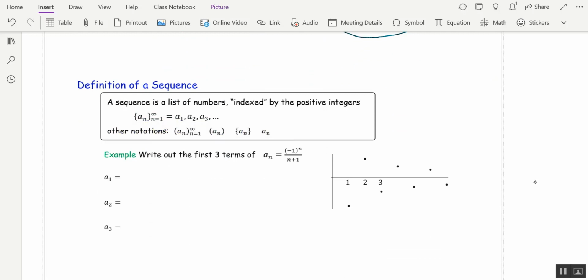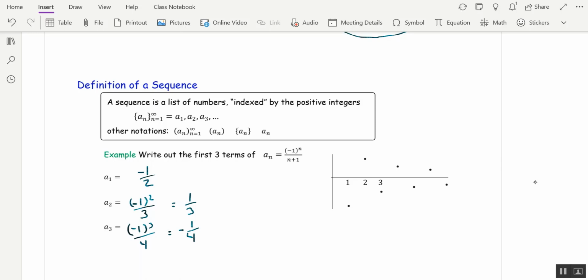Let's find a sequence. So here we've got a sequence a_n is negative 1 to the n over n plus 1. Let's find the first 3 terms. When n is 1, I get negative 1 on top and 2 on the bottom. When n is 2, I get negative 1 squared over 2 plus 1, which is 3. That's positive 1/3. And when n is 3, I get negative 1 cubed over 4, which is negative 1/4.